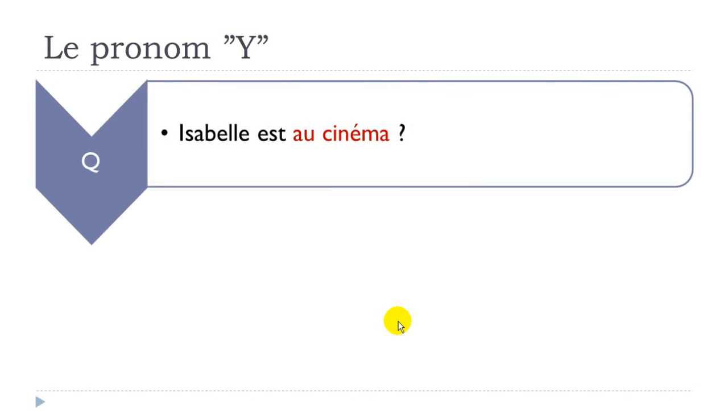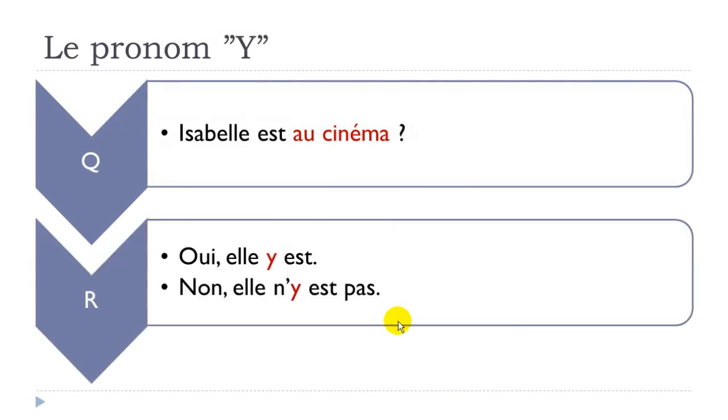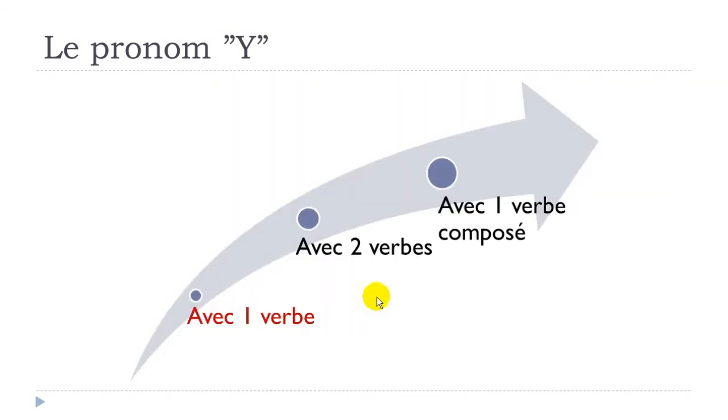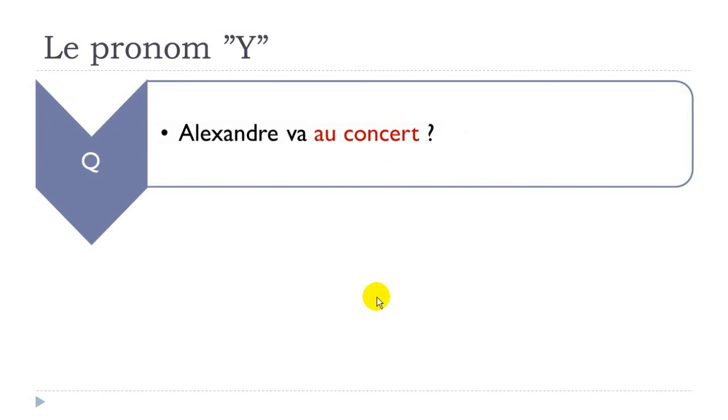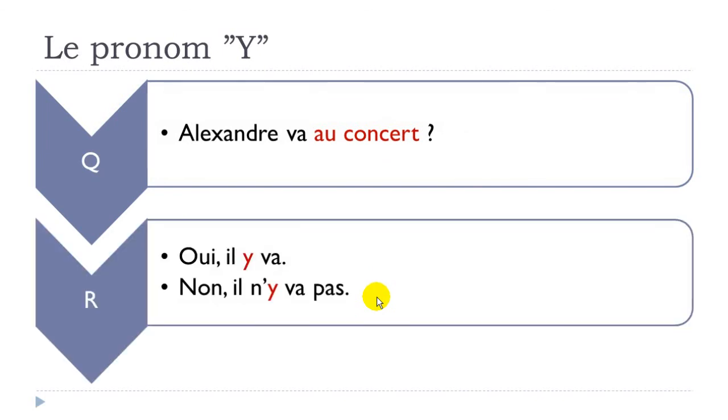Isabelle est au cinéma? Oui. Elle y est? Non. Elle n'y est pas. Same thing, okay? Negation here before your pronoun, but then the e is going away, and then pas after your verb. Okay? So let's see now how you construct it with one verb. Alexandre va au concert? Oui, il y va. Non, il n'y va pas. Okay, so no changes from what we saw previously.